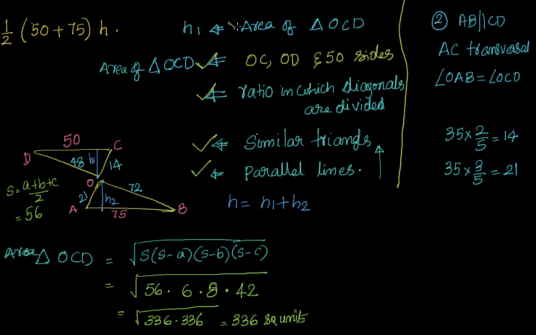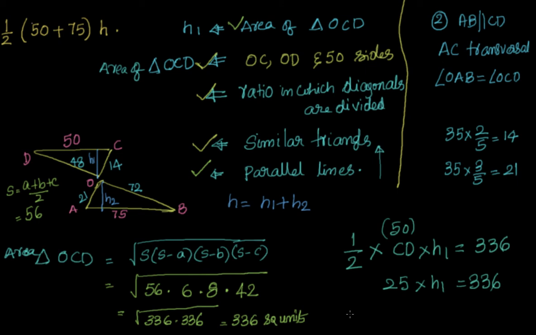So we found the area also, that's good. Now we have to find H1. How to find H1? For H1 the formula will be half into base. What is the base here? CD into H1 is equal to 336. That is the area. We know CD is nothing but 50. So it will become 25 into H1 equal to 336. That will give me H1 equal to 13.44. You can check that: 25 13s are 325, 11 is left, that is nothing but 0.44. 25 into 0.44 is 11.